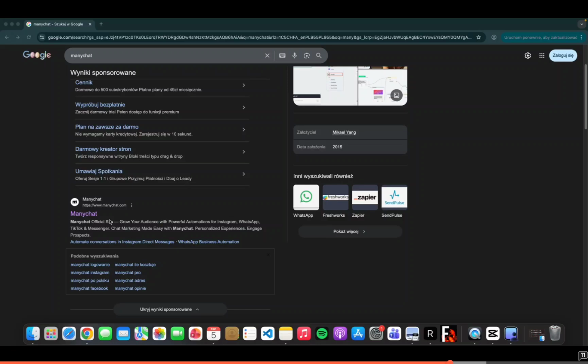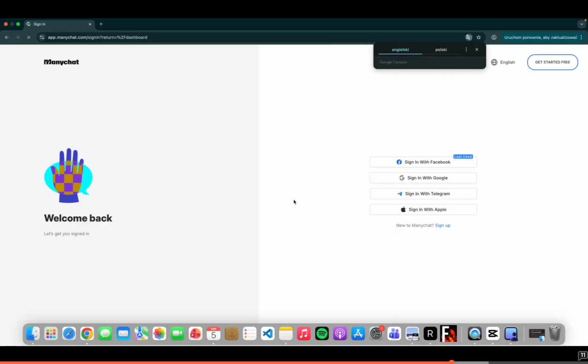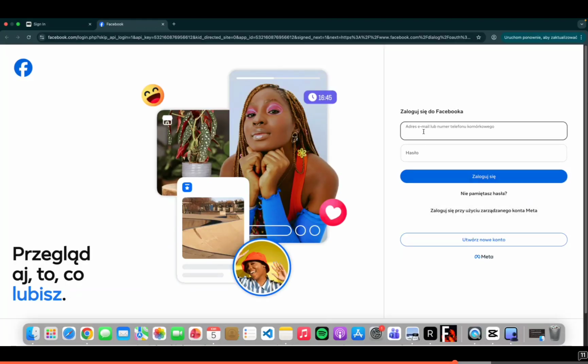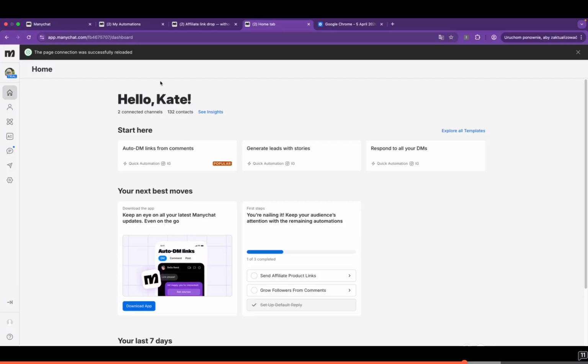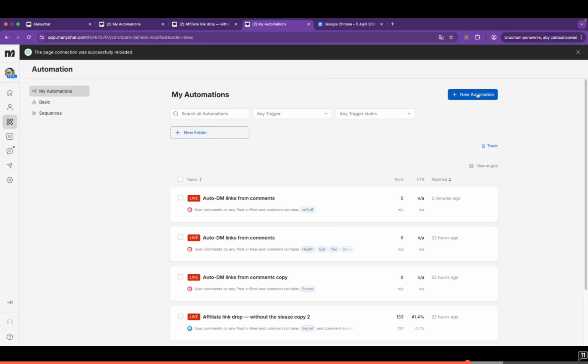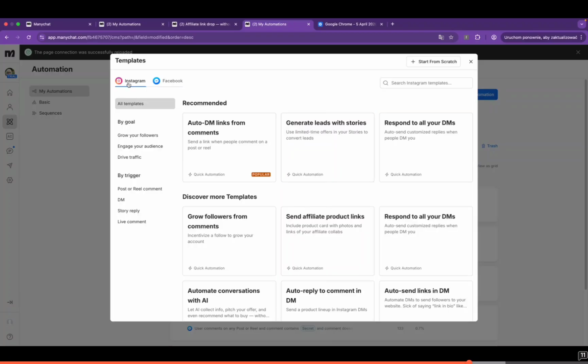So if you're completely new to this, go to the ManyChat website, sign in with Facebook. I'm not going to go through the whole process because I actually have all my accounts connected to ManyChat, but you just have to log into your Facebook or Meta account. It will take you through all the steps. This is very simple. Just create the account, and then with an account, you'll have access to home. If you want to set up your automation, obviously go to automations. In automations, you can choose between Instagram and Facebook. Let's say you want to do Instagram, and this is the most basic automation most of us do.